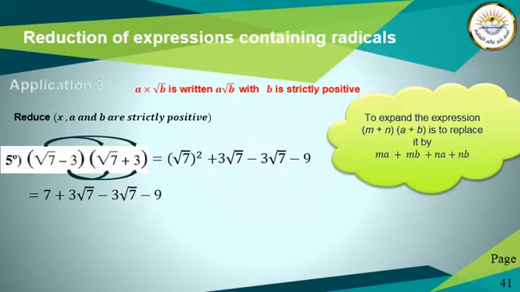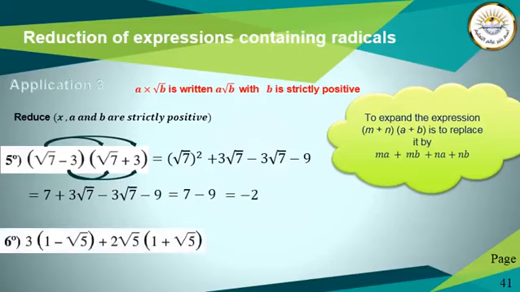So radical 7 squared is equal to 7, and then we continue. We have plus 3 radical 7 minus 3 radical 7, they remove each other, so the answer will be 7 minus 9, and the final answer will be minus 2.